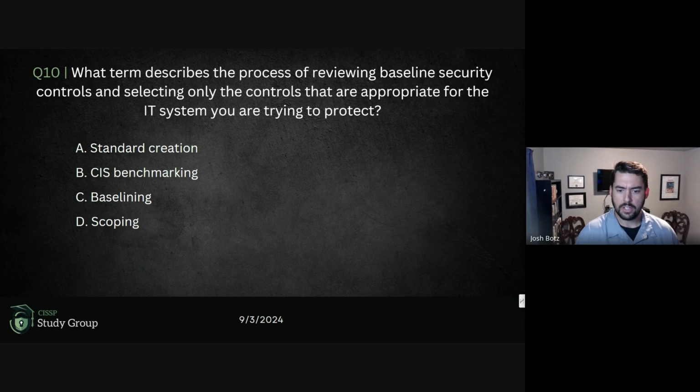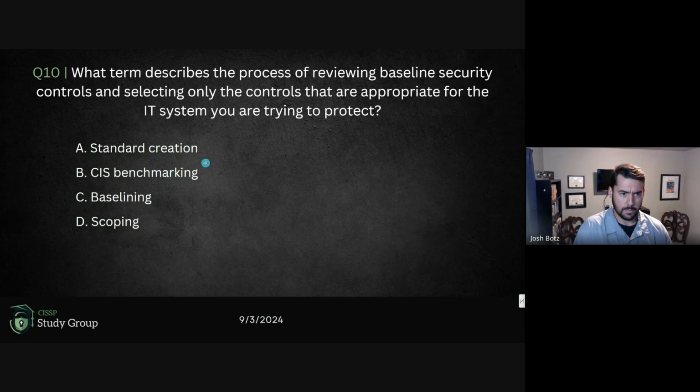This is a really good example here. I'll show you all the results here. We have a split vote between baselining and scoping. Great job. Those are the two trick answers here that are very close in what they mean, and they have different use cases or different things that they do.